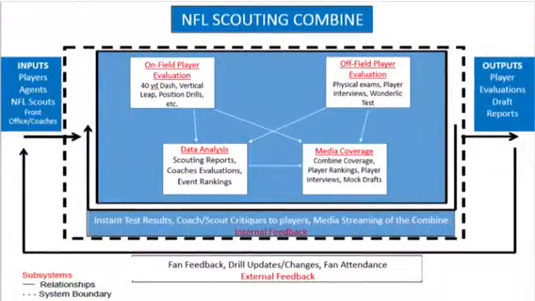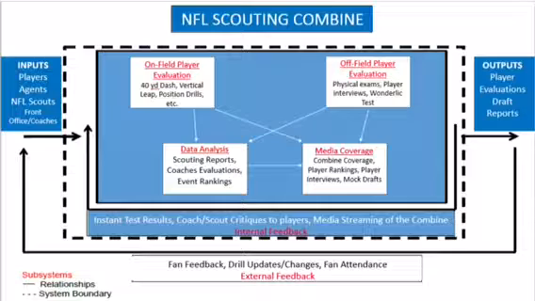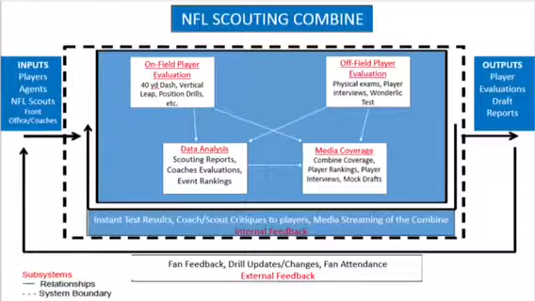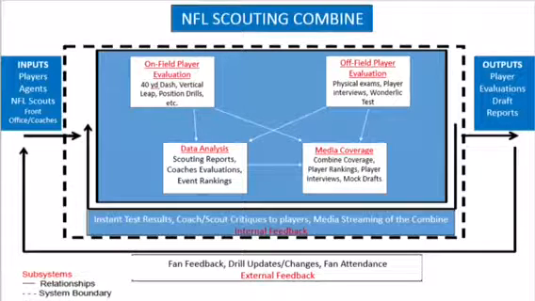System boundary diagram. My system boundary diagram begins with inputs of players, agents, NFL personnel like scouts and front office and coaches, and ends with outputs of player evaluations and draft reports. Within the system are subsystems of on-field player evaluation, off-field player evaluation, data analysis, and media coverage. Within each of these subsystems are different elements.